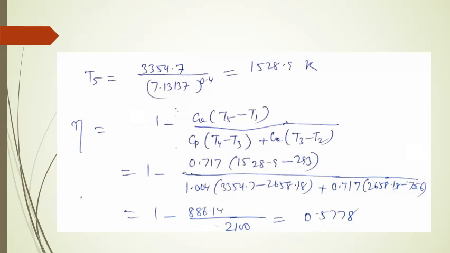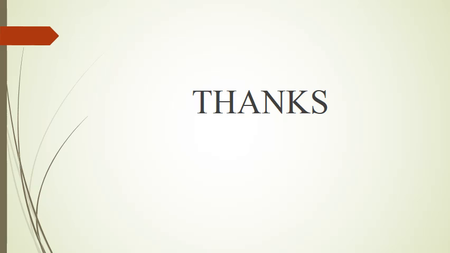Now we are having all the values of temperatures, and the formula of efficiency shown here on the slide is given in terms of temperatures and Cp and Cv. So we are having all the values, means all the temperatures and the value of Cp and Cv, so we can calculate the value of efficiency, and that comes out to be 0.5778. This is all for the numericals for the air standard efficiency of Otto, diesel and dual cycle, and the performance parameters.